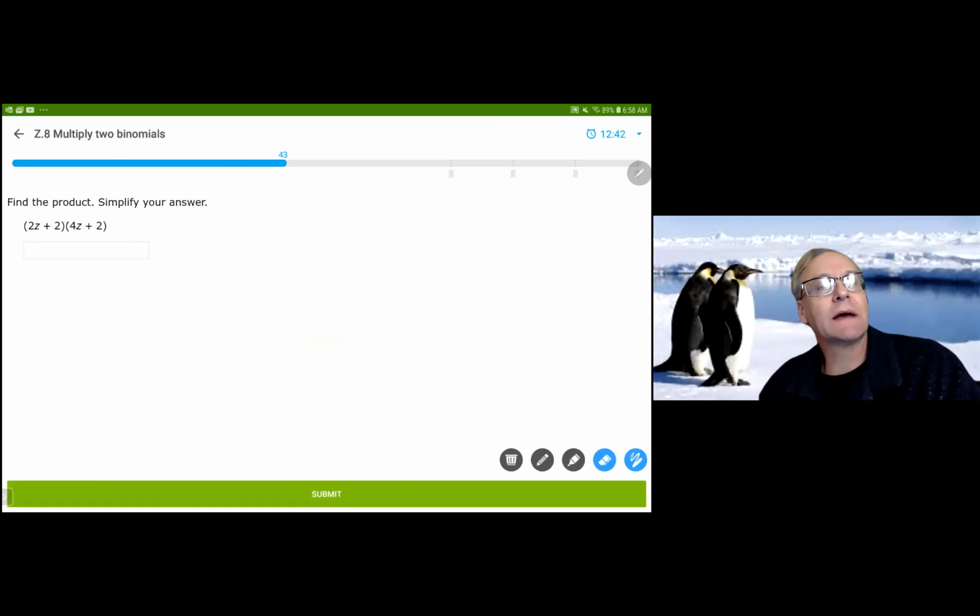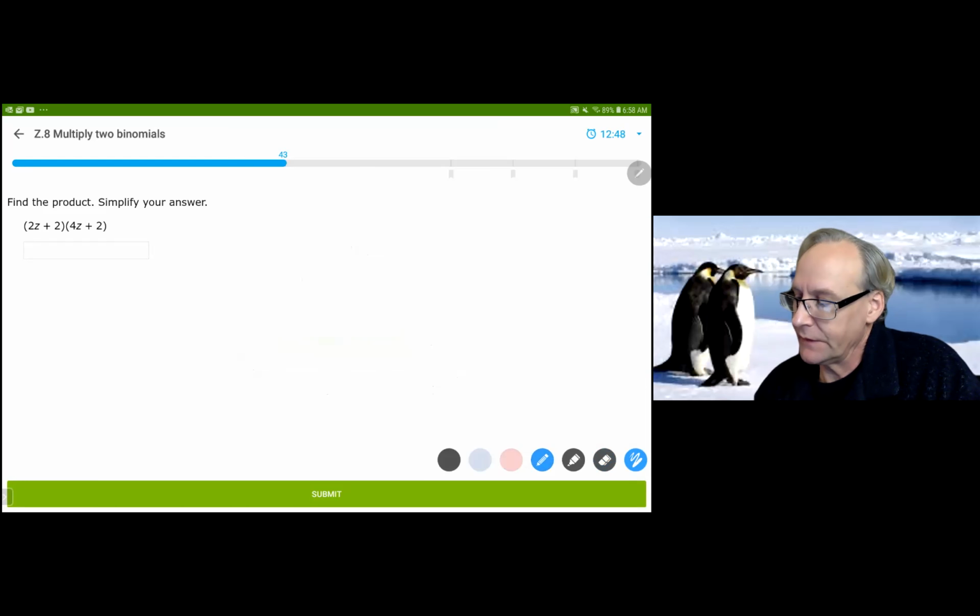Now I'm going to go ahead and stack this one. So I'm going to write the 2z. This is the one I should have used for my other example. Sorry about that. 2z plus 2 times 4z plus 2. And here's what I'm going to do. I'm going to multiply these, and I'm going to get 8z squared. I'm going to get 8z and 4z.